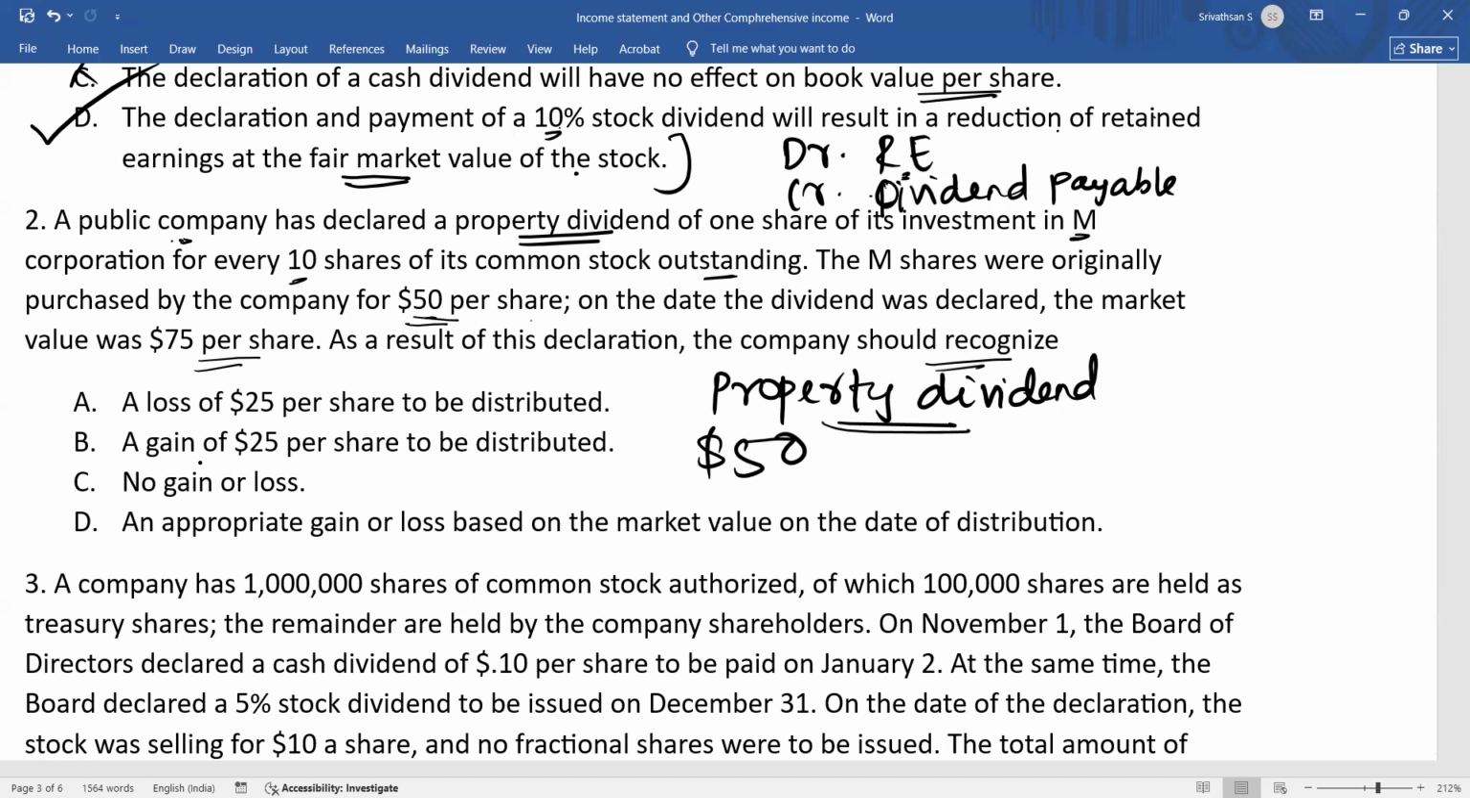But on the date of declaration, what is the fair value of this share? It is $75. So it increased by $25. So this public company should record a gain of $25 per share to be distributed. So option B is the right answer. The concept we need to understand here is, if it is a property dividend, on the date of declaration, the property should be valued at its fair value.